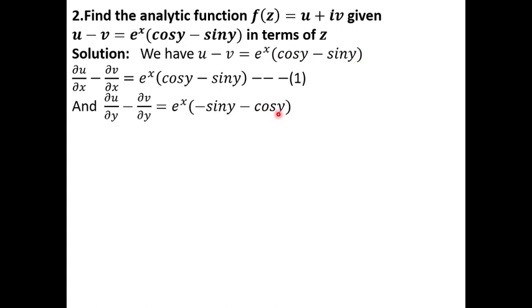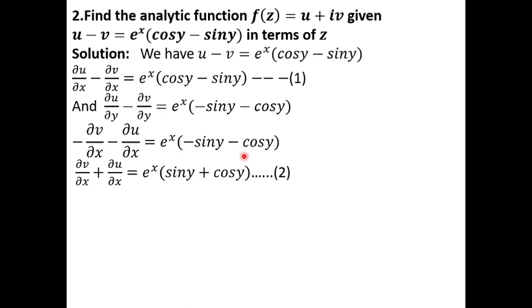Now by using the CR equation, dou u by dou y can be written as minus dou v by dou x, and minus dou v by dou y is dou u by dou x. So this is equal to e power x into minus sin y minus cos y. Here only the LHS changes because for the LHS we are applying the CR equation. See the equation: in this equation minus is common. Simplify, we get it like that. Now call this equation number 2.